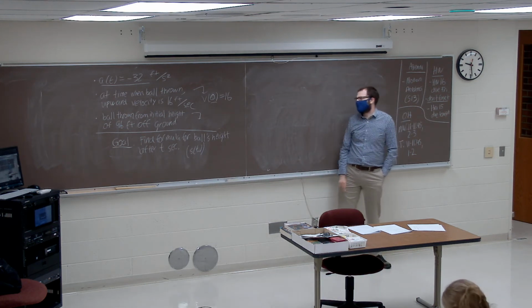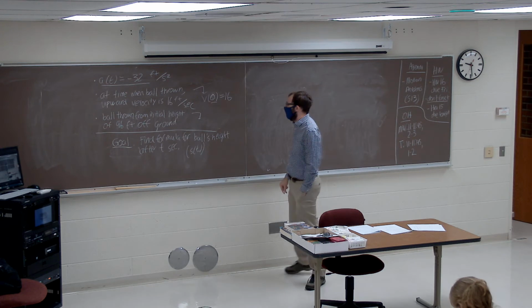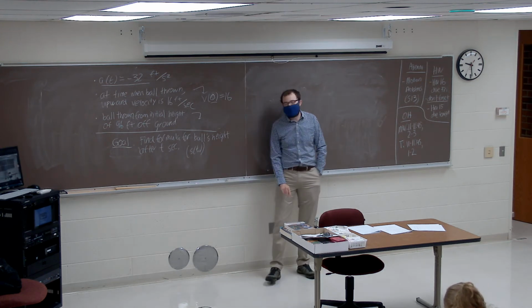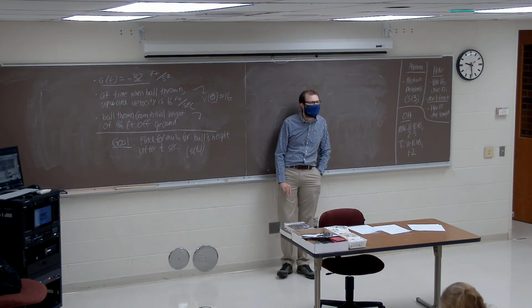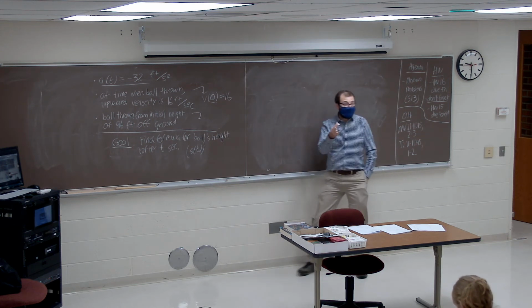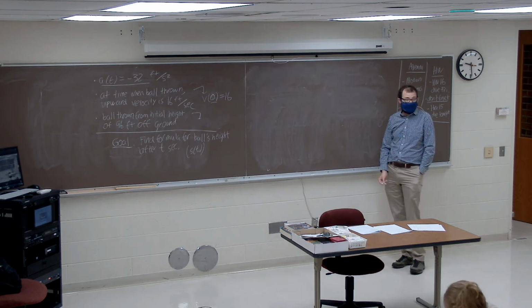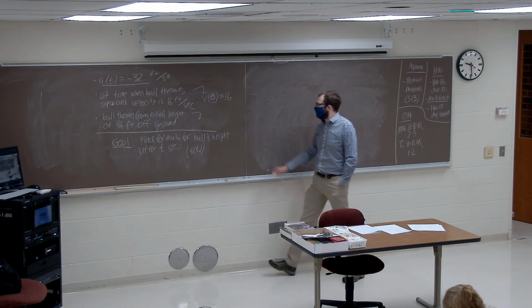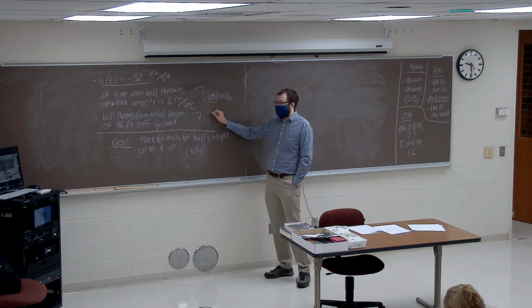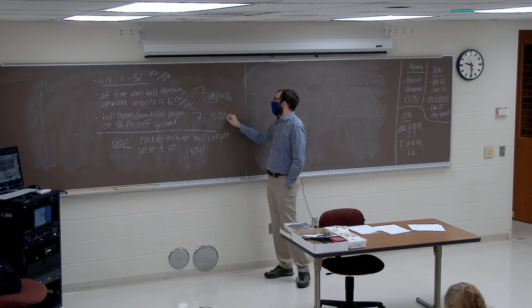So how about this third piece of information? The ball is thrown from an initial height of 96 feet off the ground. Elise? That would be S of t. S of t equals 96? Yeah, S of 0 equals 96. Yeah, I like S of 0.